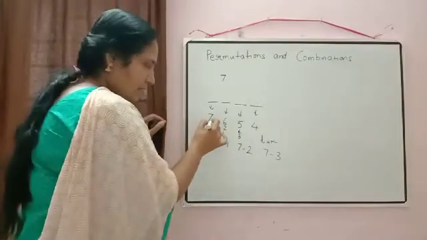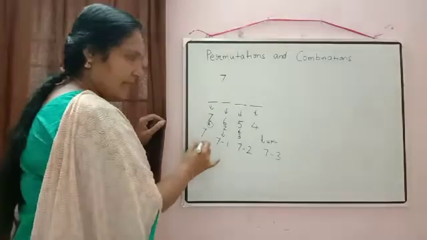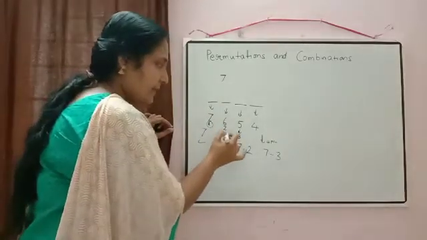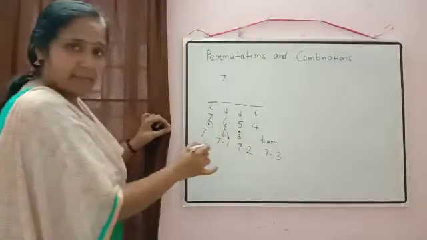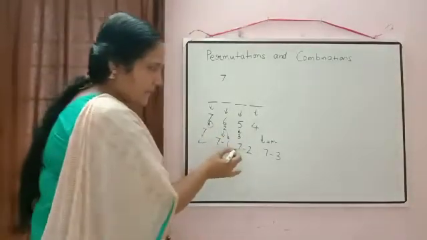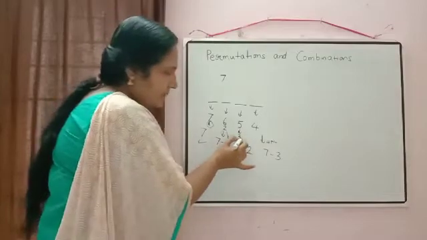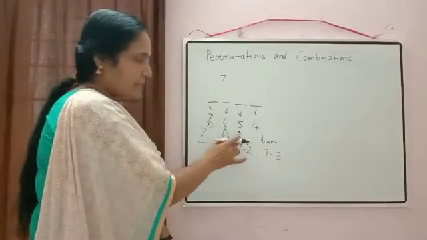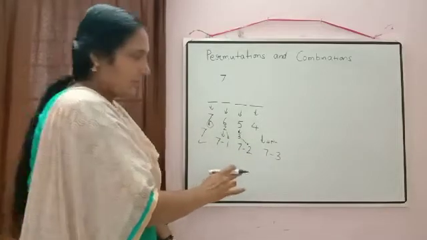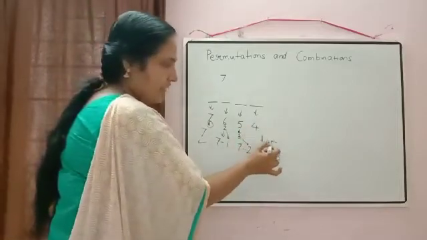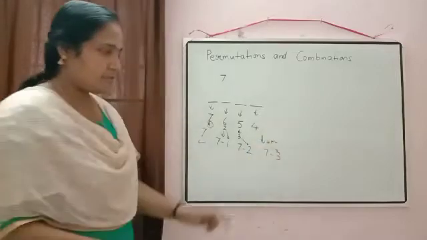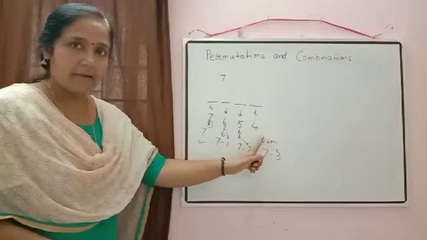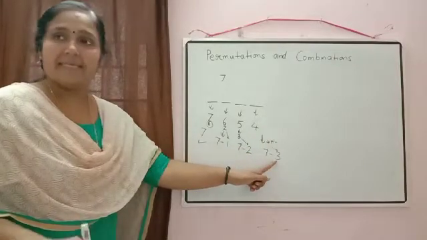Now check. The first place can be filled in 7 ways. The second place can be filled in 7 minus 1 ways. The third place can be filled in 7 minus 2 ways. The fourth place can be filled in 7 minus 3 ways. So for whichever place we are filling, we subtract 1 less than the place number from 7.